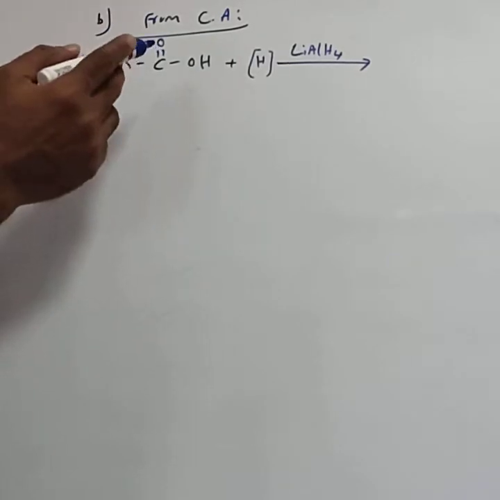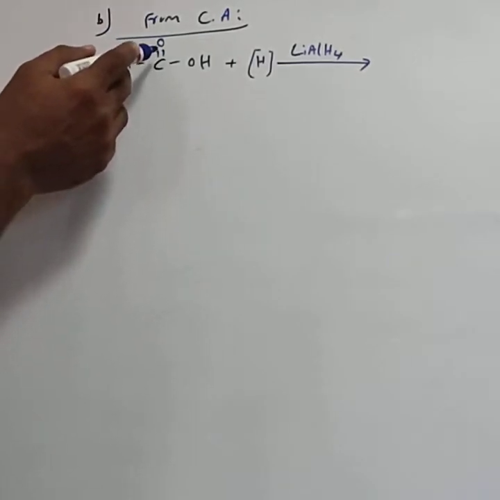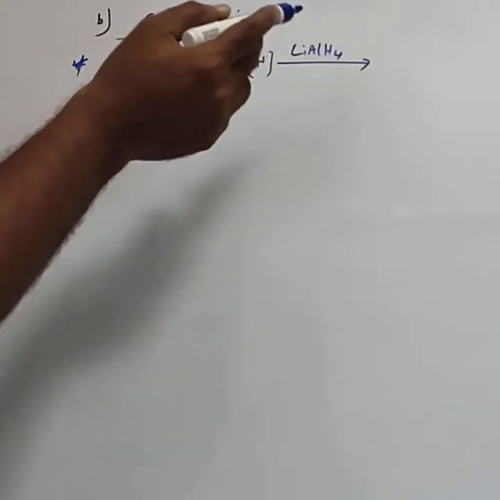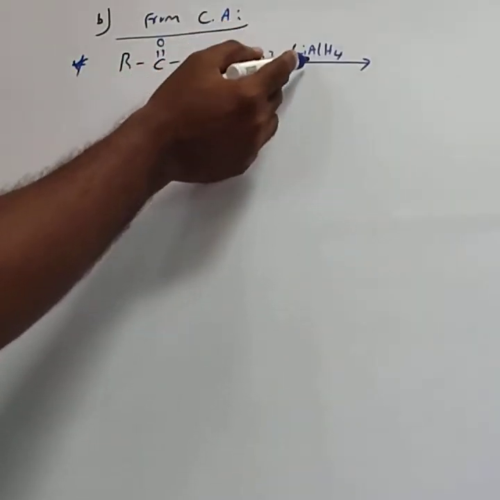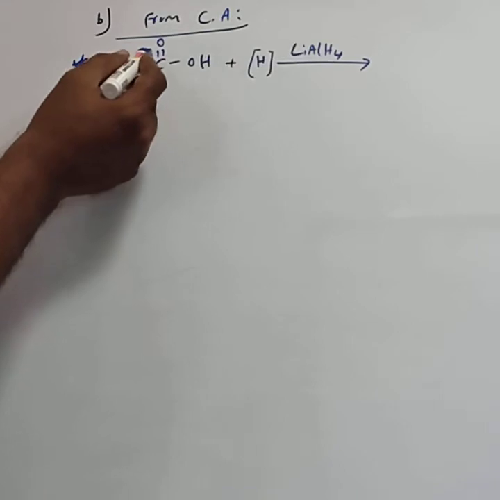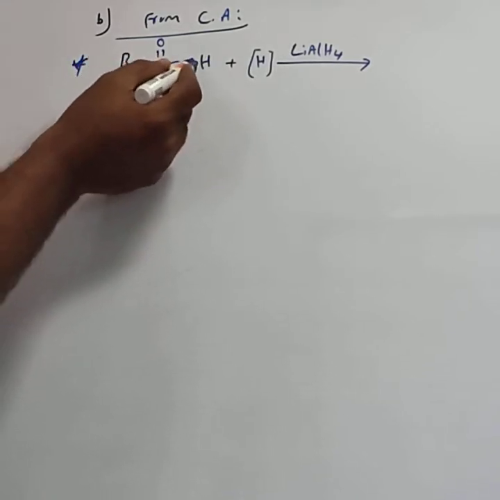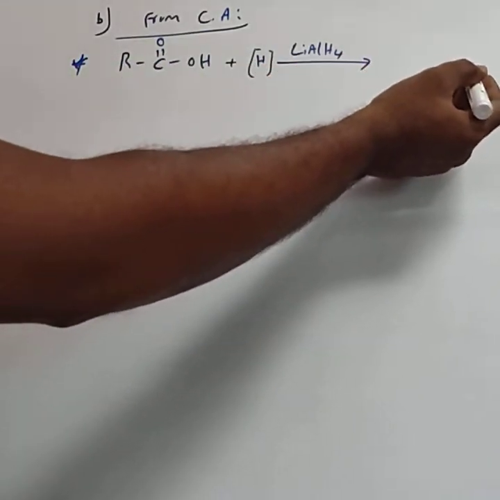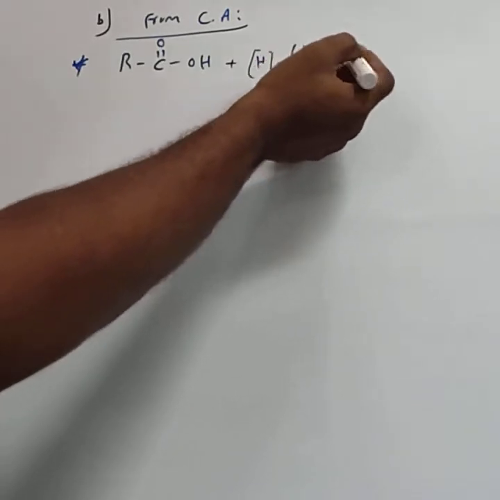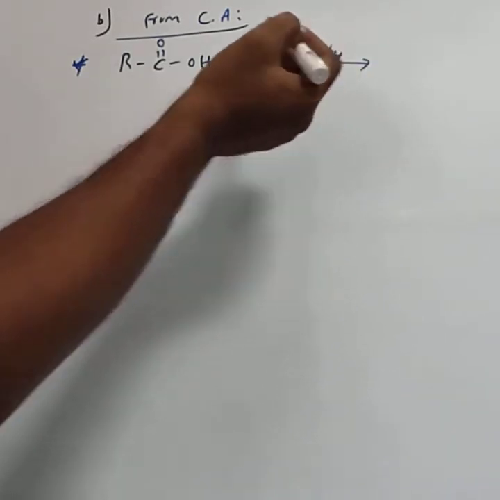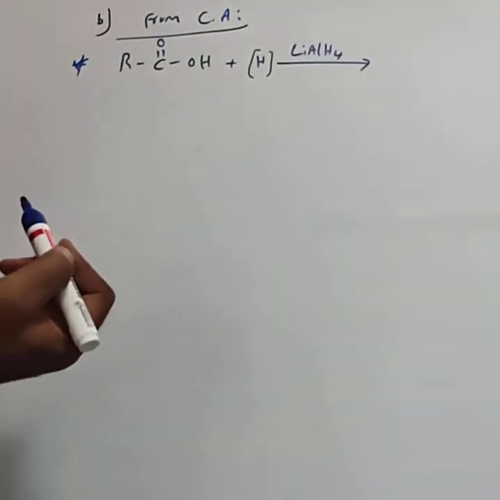Name the reducing agent used for the reduction of carboxylic acid to alcohol. You have to use LiAlH4, or they may give the reactant carboxylic acid and the product alcohol. In the 1 mark question, they can ask, what is the reagent used? Like that, they can ask this question.